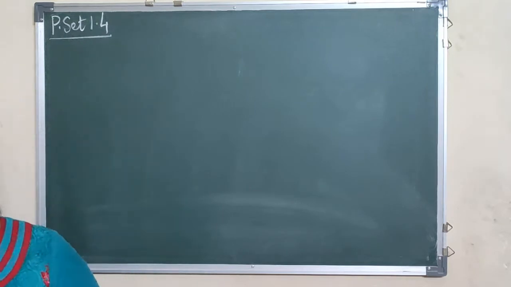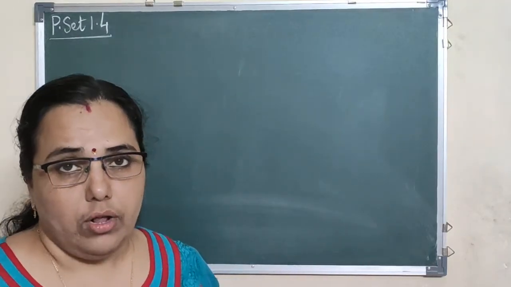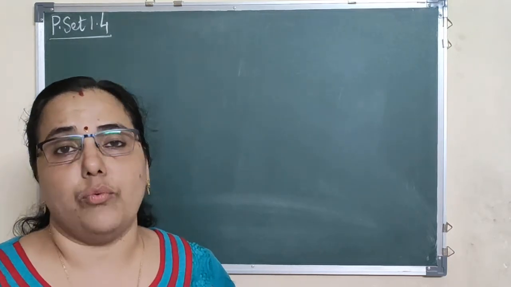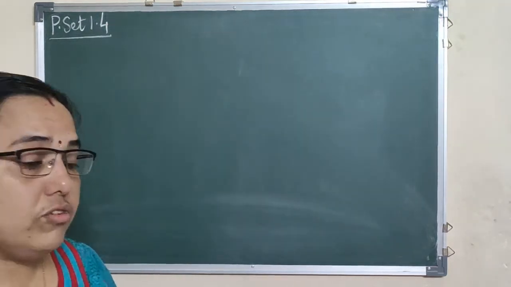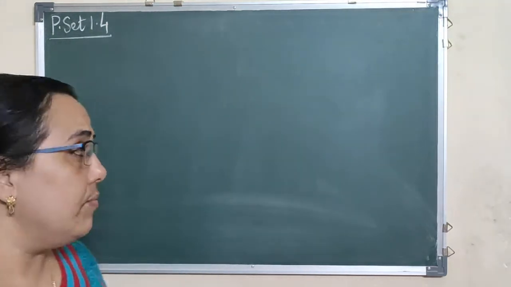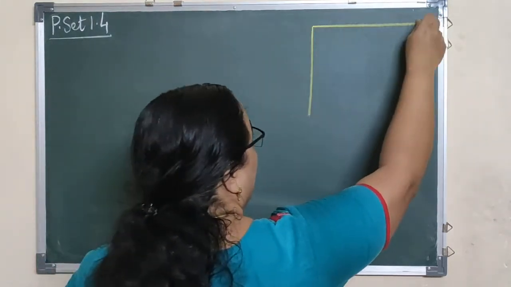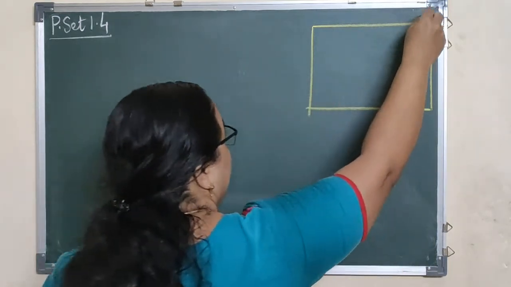See girls, this sum is actually easier when we do it in the Venn diagram form. So I'll just show you how I am going to represent this in the Venn diagram form. Okay, so I have in a hostel 125 students. So this is my hostel, which will be my universal set.